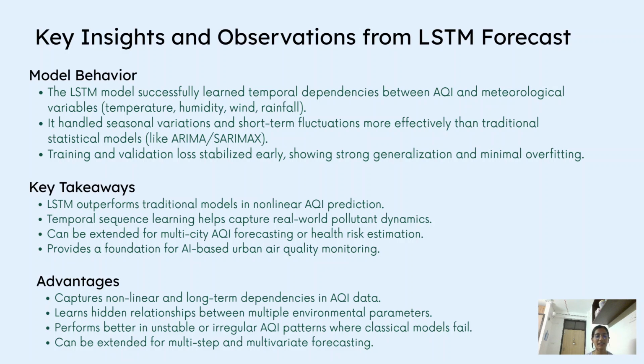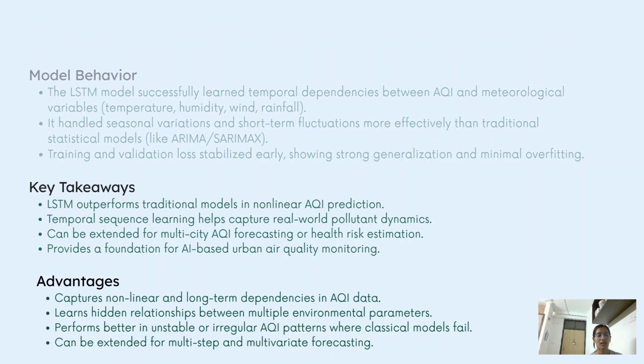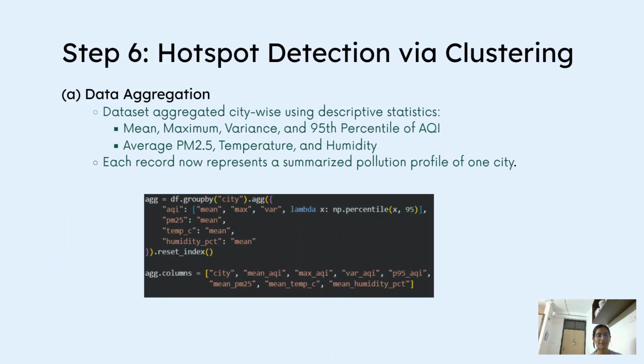So what are the advantages of this? We capture non-linear and long-term dependencies in AQI data, and learn hidden relationships between multiple environmental parameters. The next is that it performs better in unstable or irregular AQI patterns, where classical models fail, and can be extended for multi-step and multi-variable forecast.